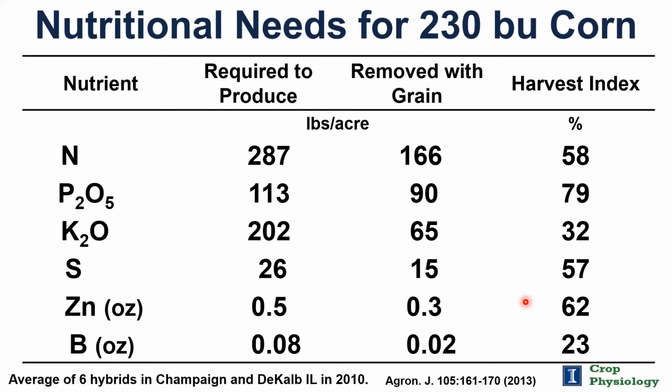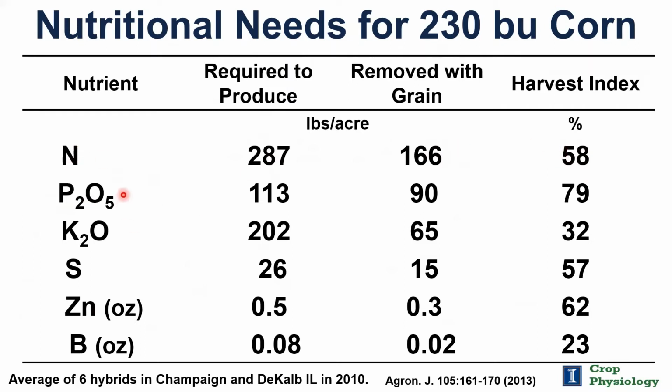So this is some data that we published internally from our lab. This is the nutritional need for 230 bushel corn, and I have 6 key nutrients here on the left side. I have the amount of nutrients in pounds per acre required to produce the crop, how much of that is removed with the grain, and then our harvest index. It's the percent of total nutrient taken up that's removed with the grain from the field. So that's our harvest index.